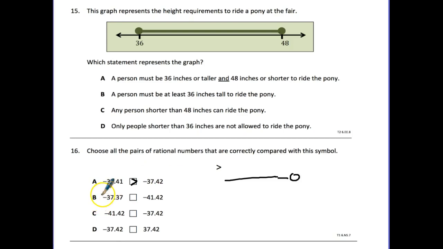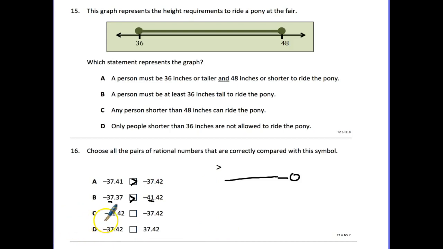And negative 37 and 37 hundredths is greater than negative 41 and 42 hundredths. Well, I'm looking at my whole numbers. And negative 37 is greater than negative 41. That is a true statement. So the decimal part of each number is not a contributing factor. This whole number is greater than this whole number. So this statement is correct.